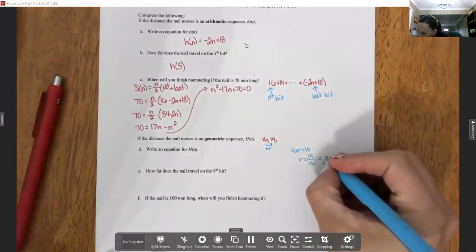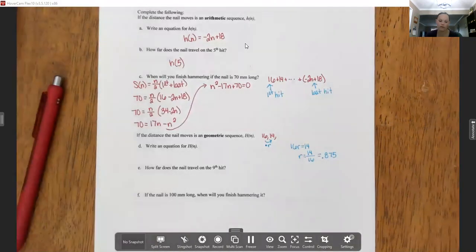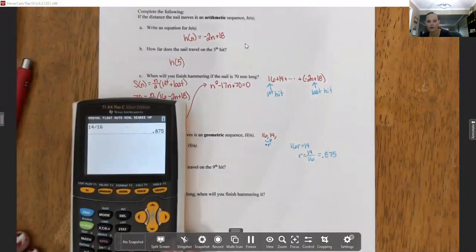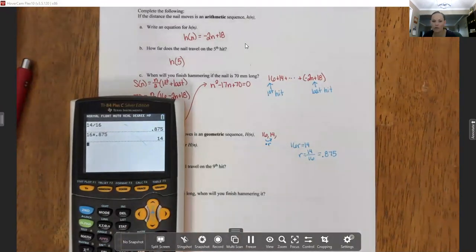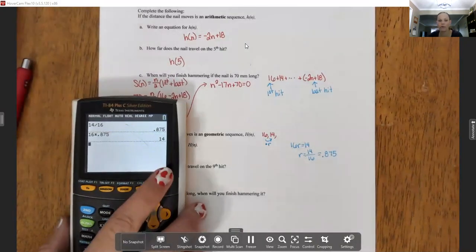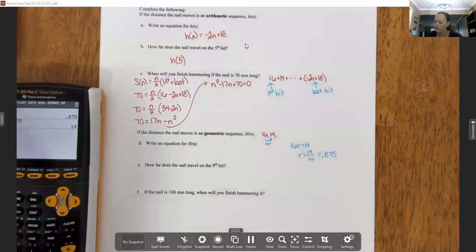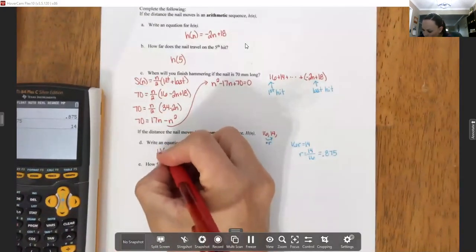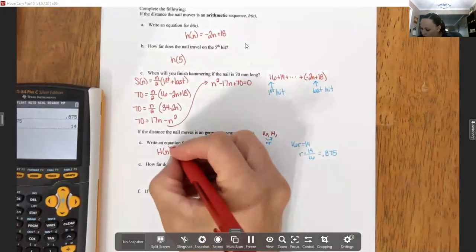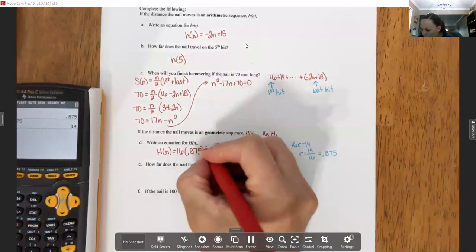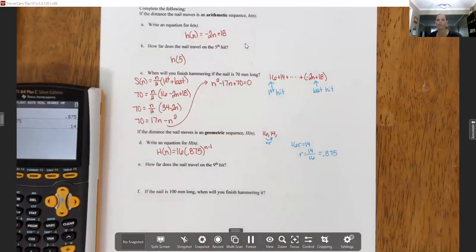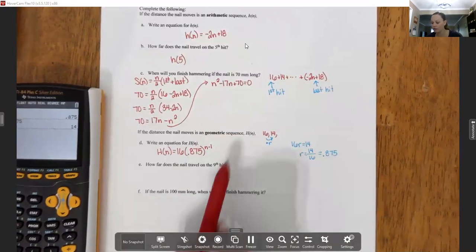which is 0.875. And so if you try that, so I just did 14 divided by 16, but if I do 16 times 0.875, that's going to give me 14. So that's my multiplier, or the common ratio in this problem. So h of n equals the first term, 16, times our multiplier, 0.875, to the power of n minus 1. Part E, you're just finding h of 9.